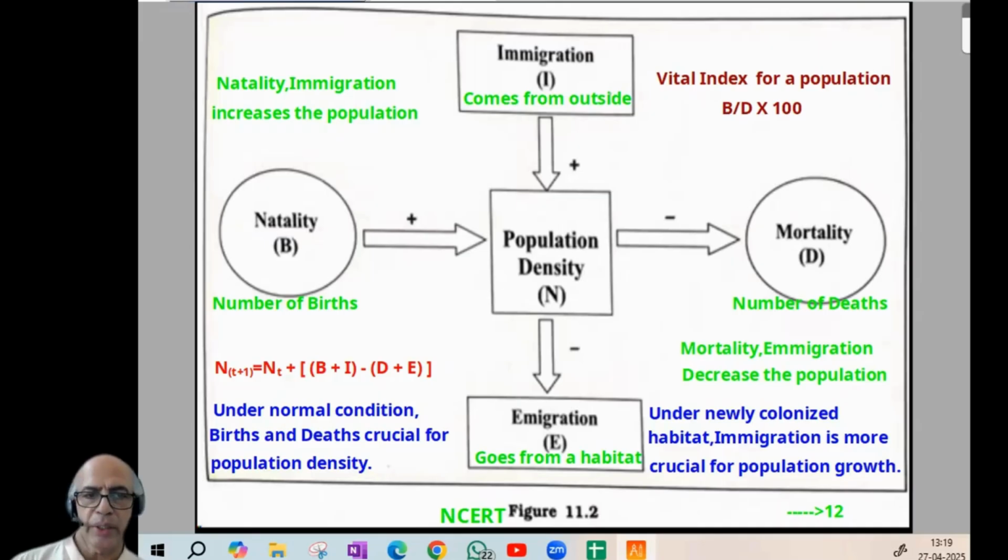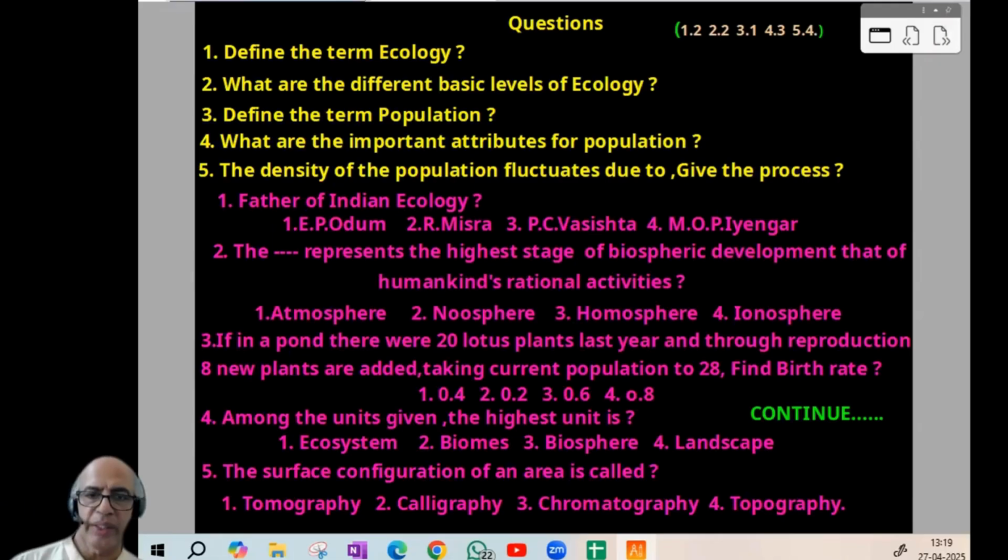Then under normal condition, birth and death crucial for population density. Under newly colonized habitat, immigration is more crucial. After that, 5 theory questions, 5 NEET model questions with the key. Hoping that it is clear to all of you.